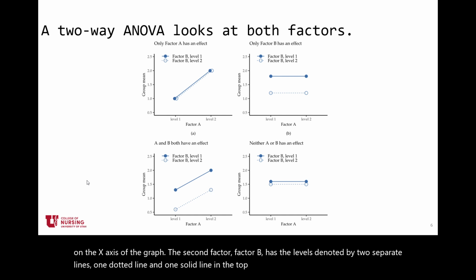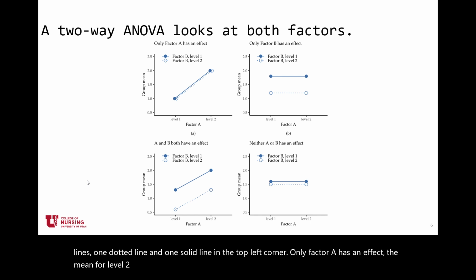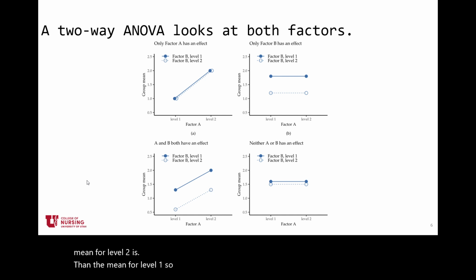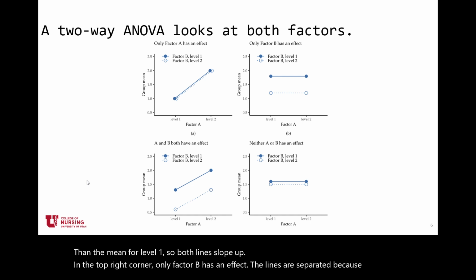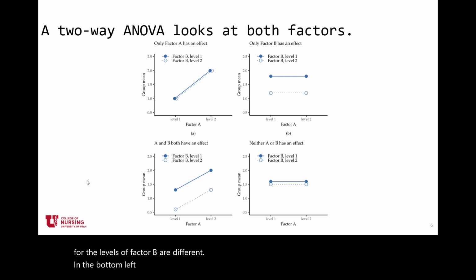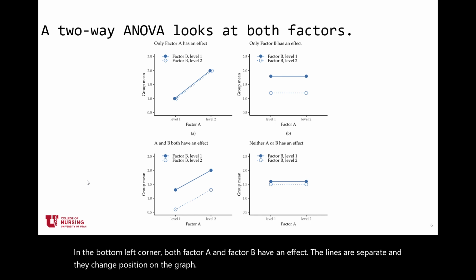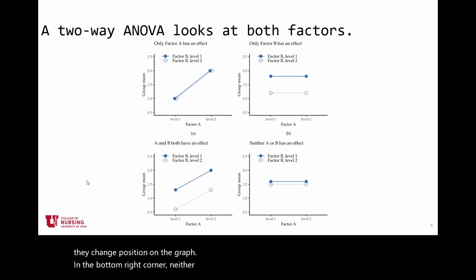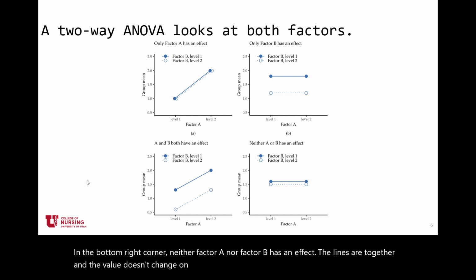In the top left corner, only factor A has an effect. The mean for level 2 is higher than the mean for level 1, so both lines slope up. In the top right corner, only factor B has an effect. The lines are separated because the values for the levels of factor B are different. In the bottom left corner, both factor A and factor B have an effect. The lines are separate and they change position on the graph. In the bottom right corner, neither factor A nor factor B has an effect. The lines are together and the value doesn't change on the graph.